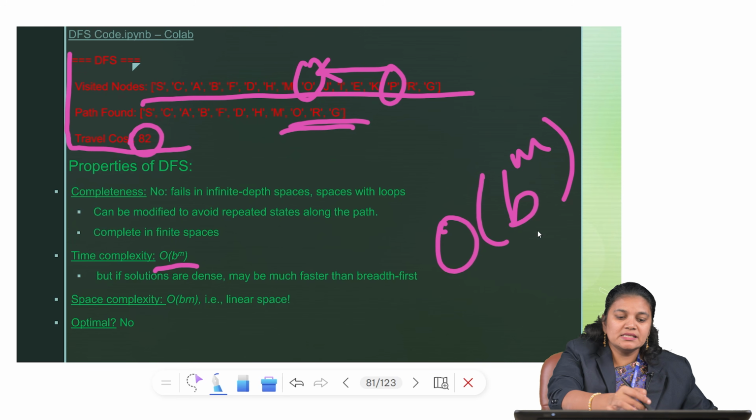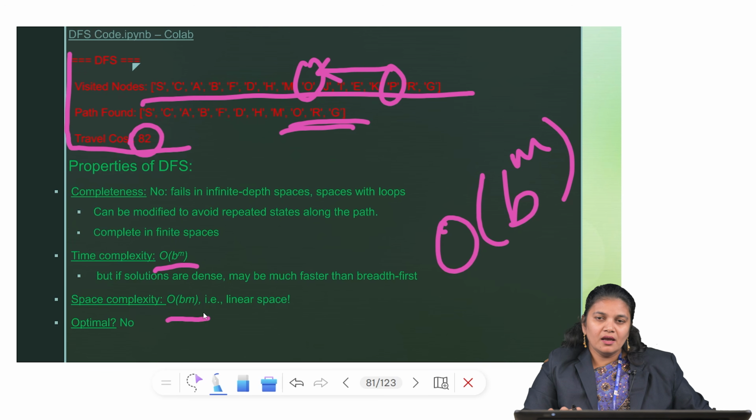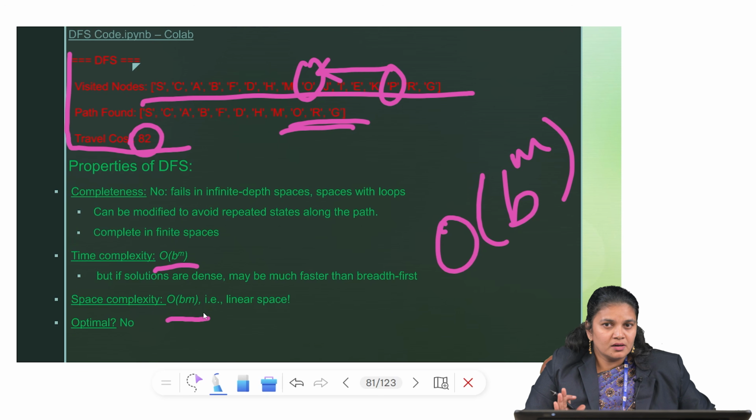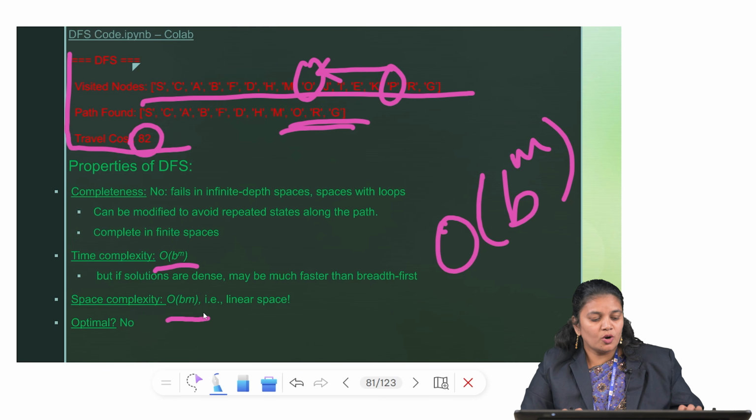And space complexity is big O of b times m, where b is the branching factor and m is the maximum depth of the tree. And whether it is optimal, no, it is not optimal.